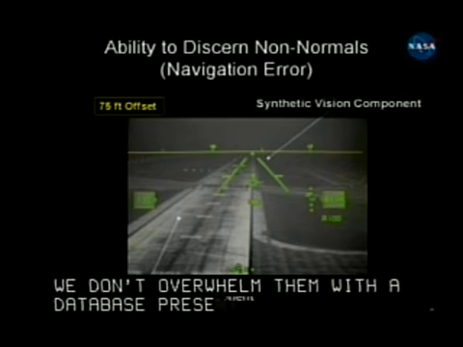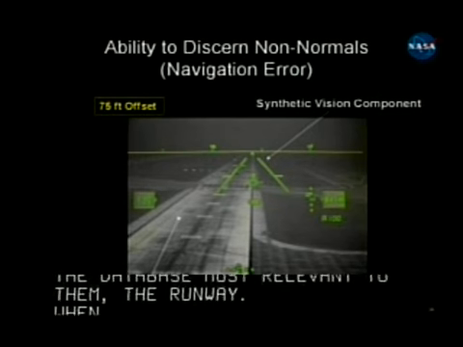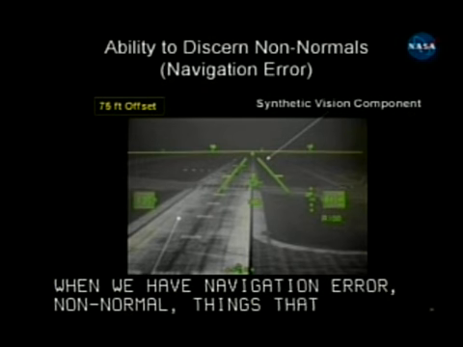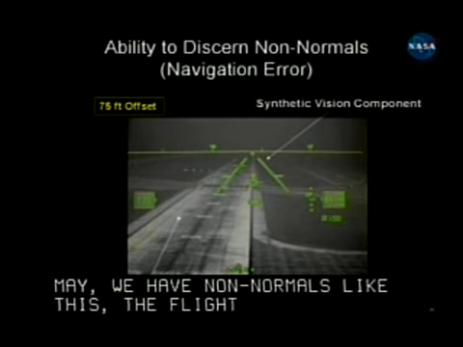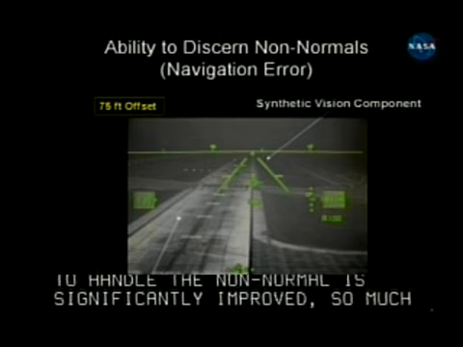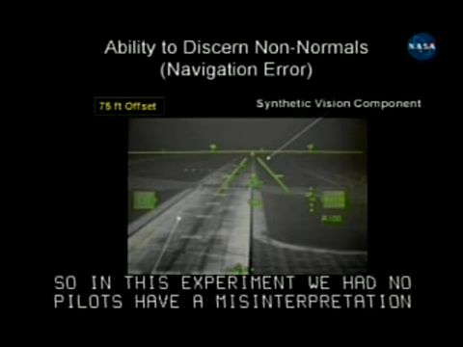And when we have navigation errors, non-normals, if you will, things that shouldn't happen but sometimes may, when we have those non-normals like this, the flight crew's ability to handle those non-normals has been significantly improved. So much so that in this experiment, we had no pilots have an error or have a misinterpretation of this image. They all recognized the non-normal and navigation error and all successfully landed the airplane.